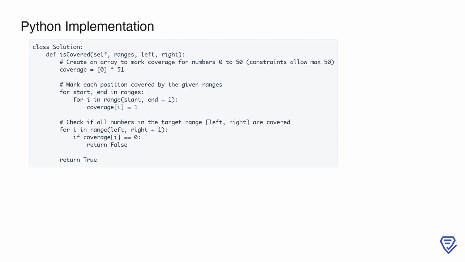Edge cases. If ranges is empty, the function will return false because no numbers can be covered. If left and right are the same, the function checks just one number. Overlapping ranges are handled naturally by marking the same positions multiple times. This solution is efficient since it processes each range once and checks the target range in linear time. The space complexity is constant, O(1), due to the fixed size coverage array, making it suitable for the problem's constraints.